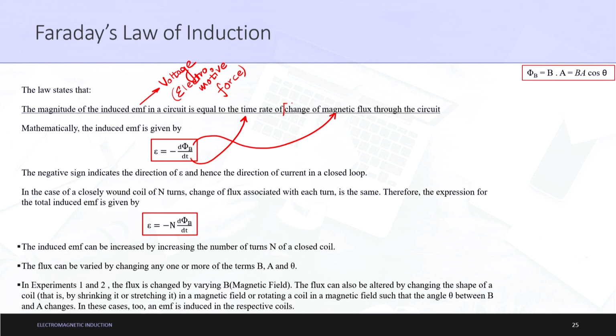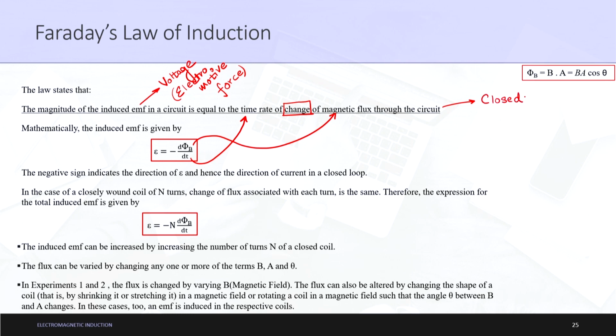Please be clear of this concept, it is change and it is not a constant value, it is d phi b, and the same rate of change of time, time rate. So, time rate is also dt, through the circuit, and please make sure that wherever circuit is written, it means a closed circuit.